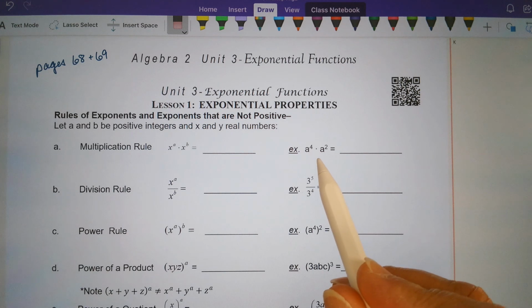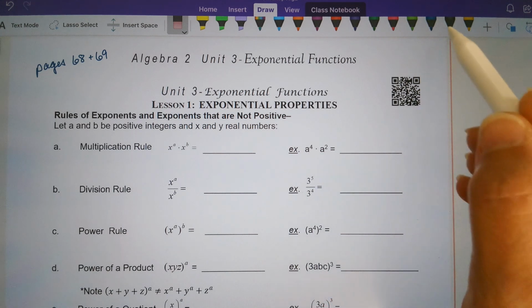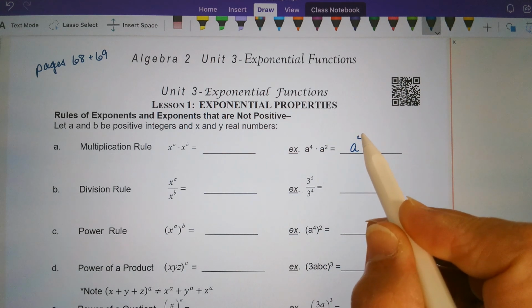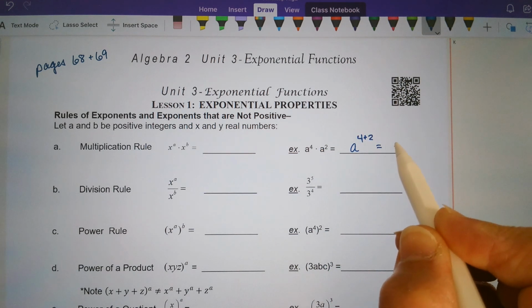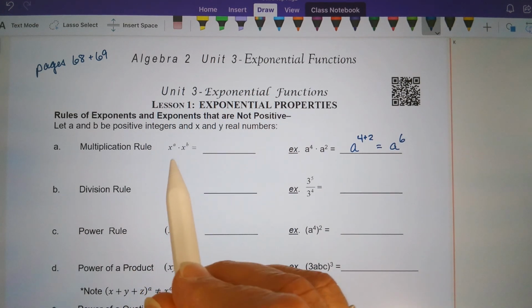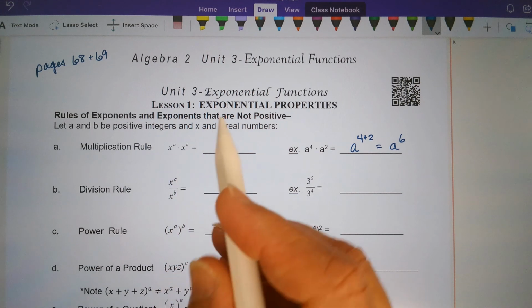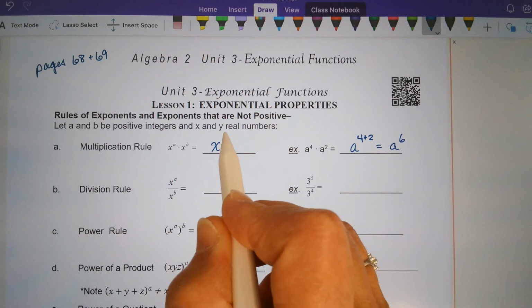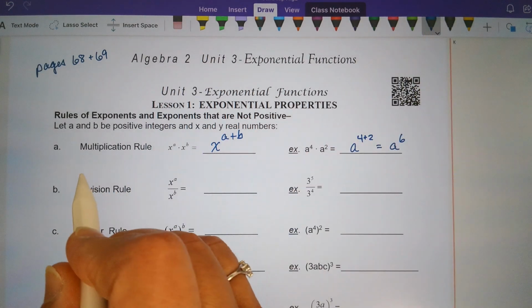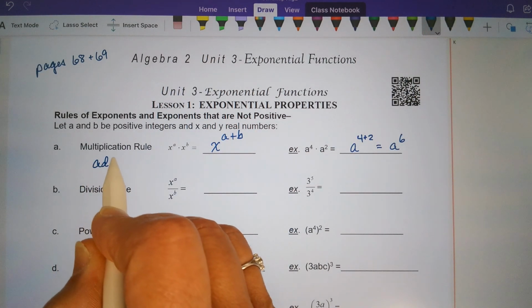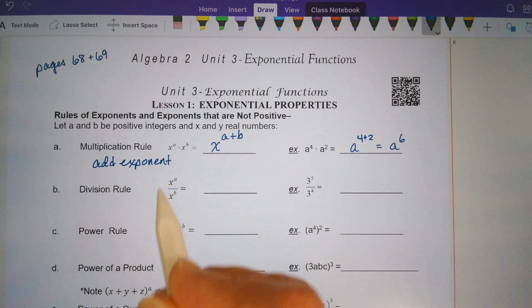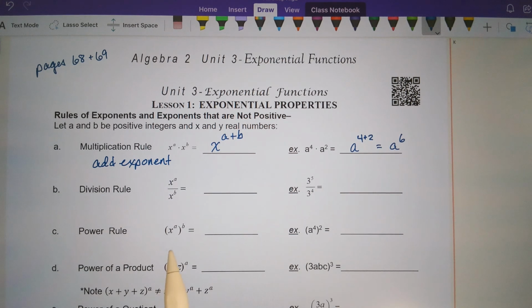Our first example, a to the fourth times a to the second, is a to the 4 plus 2, which is a to the 6. So our rule for multiplying x to the a times x to the b is going to equal x to the a plus b. So when multiplying, we want to add the exponents. And remember, exponent and power are the same vocabulary word.